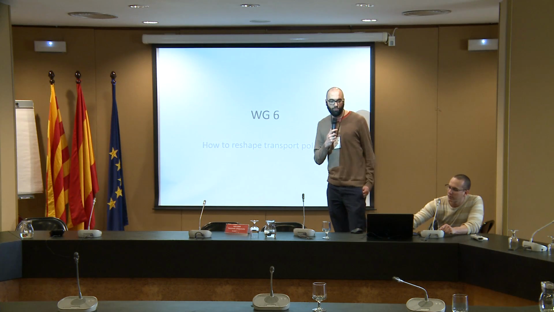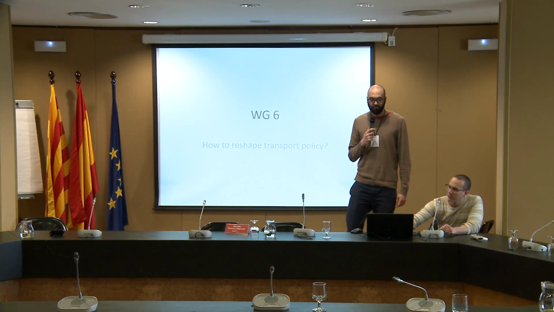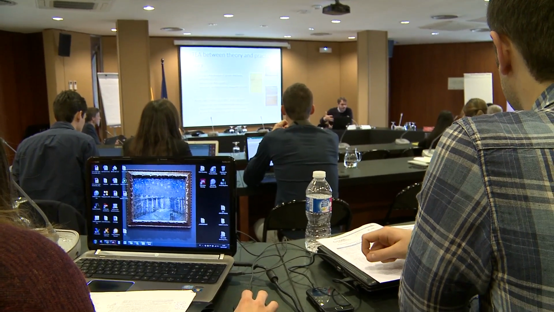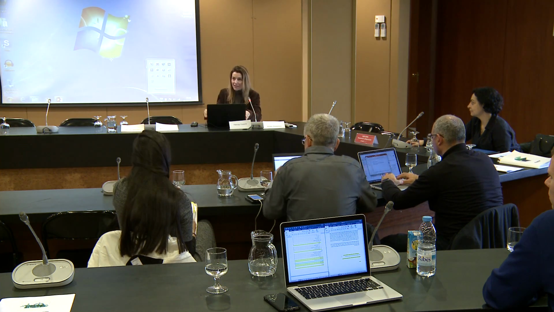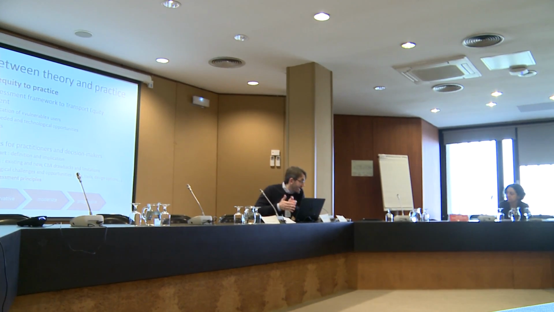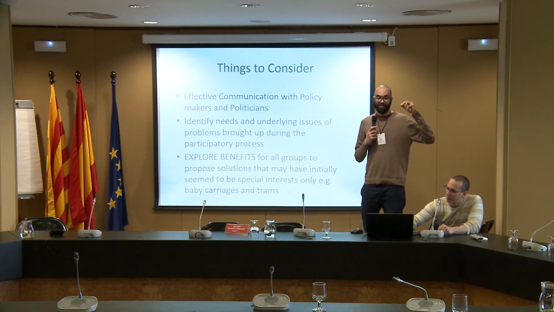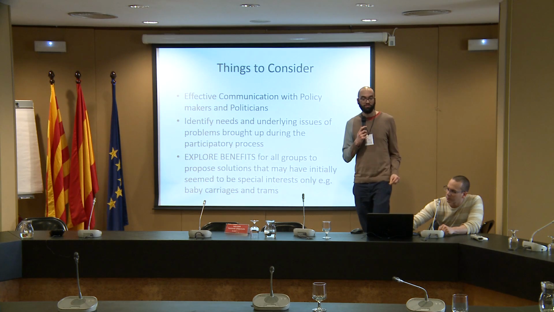So we're presenting results for working group 6, how to reshape transport policy. Our main concerns, things that we need to consider when we're including a participatory approach to decision making: we want effective communication by policymakers and politicians to make sure that why we're making changes is clear to the population at large. We want to identify the needs of people and the underlying issues of the problems that are brought up by different groups in the population. And we also want to explore the benefits of the proposed solutions so that they're generalized to the general population and not special interest driven results only.